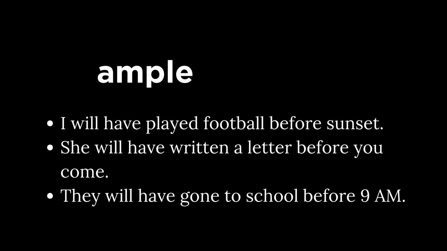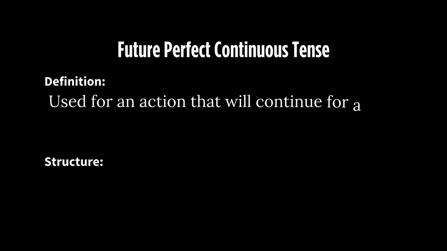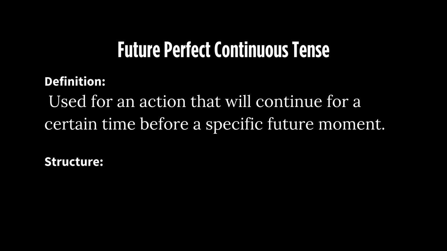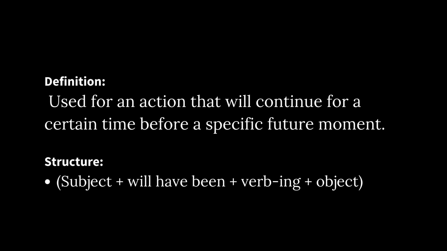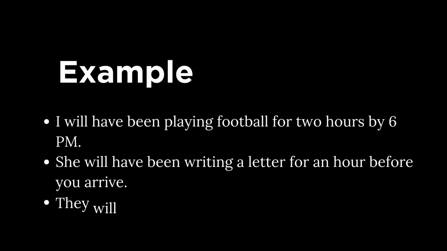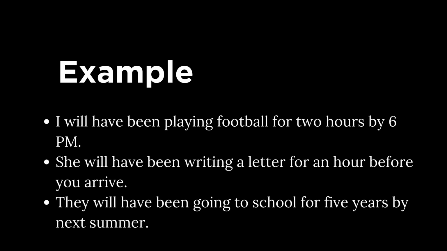Future perfect continuous tense, definition: used for an action that will continue for a certain time before a specific future moment. Structure: subject plus will have been plus verb-ing plus object. Examples: I will have been playing football for 2 hours by 6 p.m. She will have been writing a letter for an hour before you arrive. They will have been going to school for 5 years by next summer.